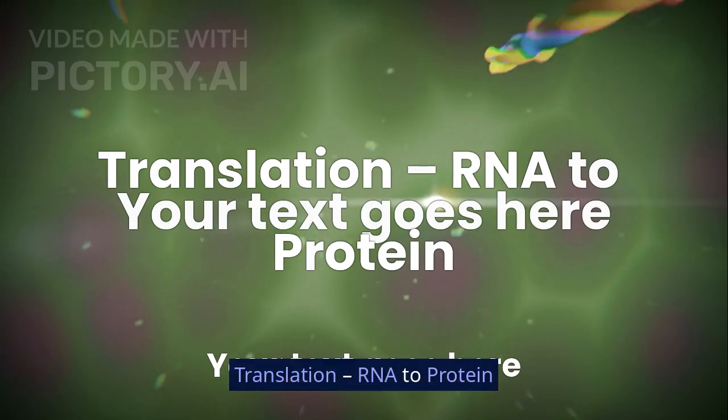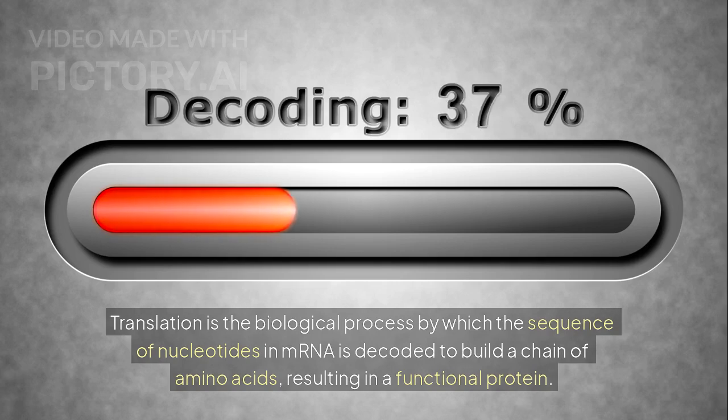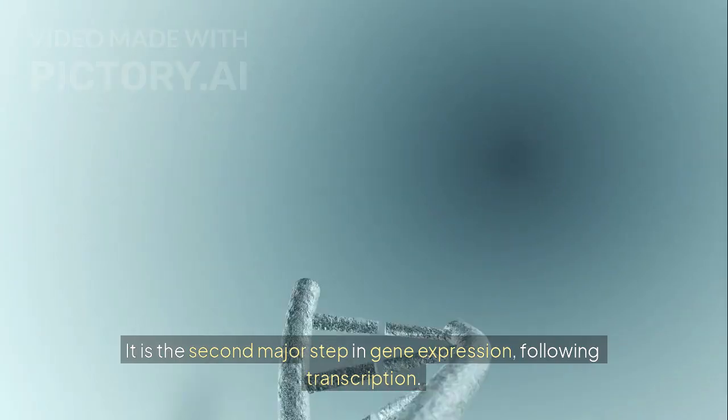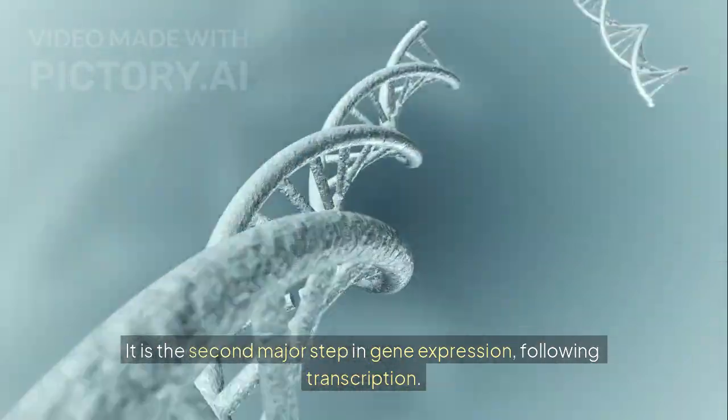Translation. RNA to protein definition. Translation is the biological process by which the sequence of nucleotides in mRNA is decoded to build a chain of amino acids, resulting in a functional protein. It is the second major step in gene expression, following transcription.